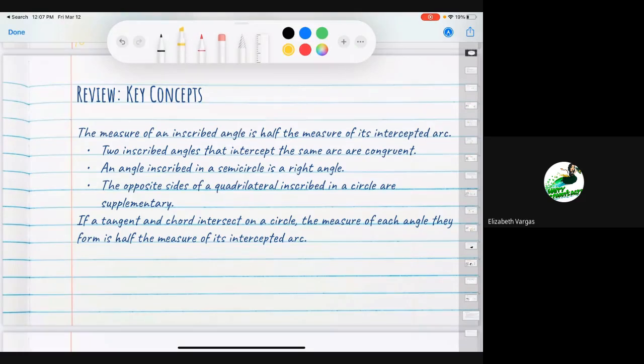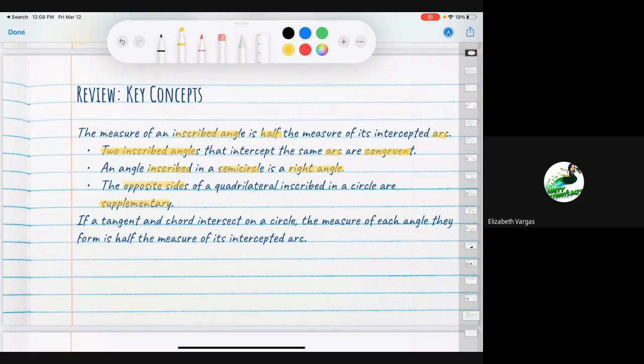And we learned a lot about inscribed angles and their arcs. The biggest one is that the measure of an inscribed angle is half the measure of its intercepted arc. We also learned that two inscribed angles that share the same arc are congruent to each other. We also learned that an angle inscribed in a semicircle is always a right angle. And lastly, that the opposite angles of a quadrilateral inscribed in a circle are supplementary.